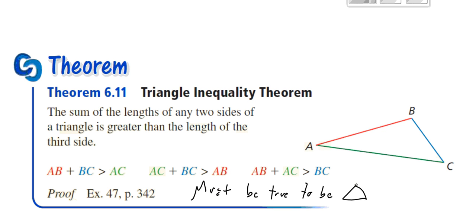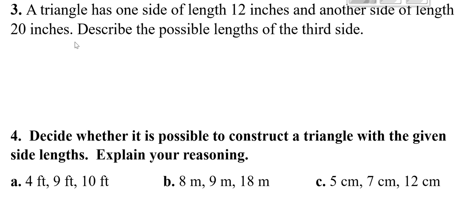So how are we going to utilize that? Here in this question, it says a triangle has one side length 12 and another side length of 12. Describe the possible lengths of the third side. One of the easier ways to think about this is to call this third side x. So we know that x plus our other length 12 has to be greater than 20.